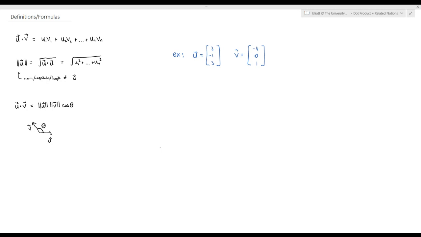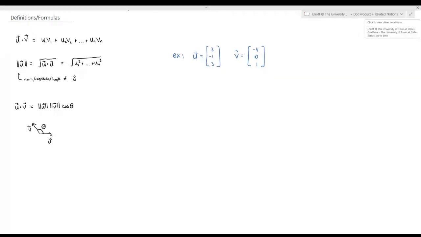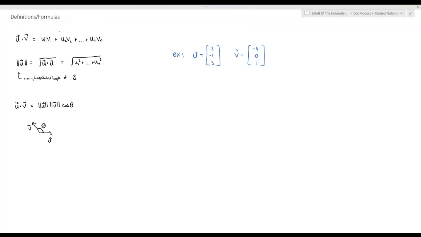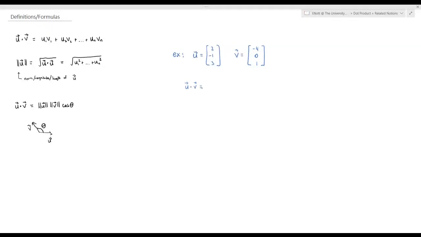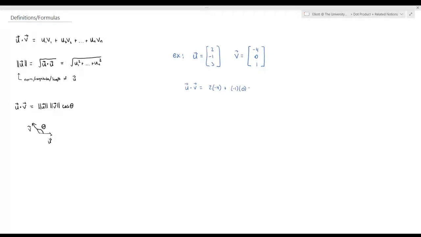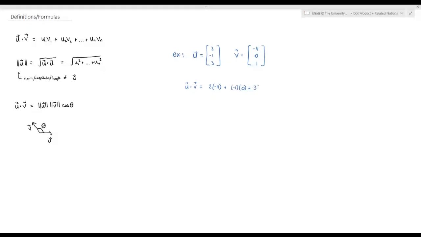I just wanted to very quickly do some computations of these quantities using these two vectors as illustration. I'd like to think most of you know how to do this, so I'm just going to do it pretty quickly. If we want u dot v, according to this formula we would do 2 times -4 plus -1 times 0 plus 3 times 1. So that would be -8 plus 3, which is -5, okay?